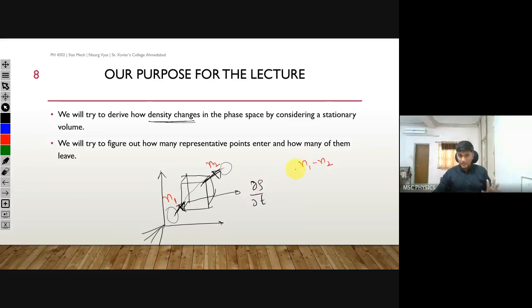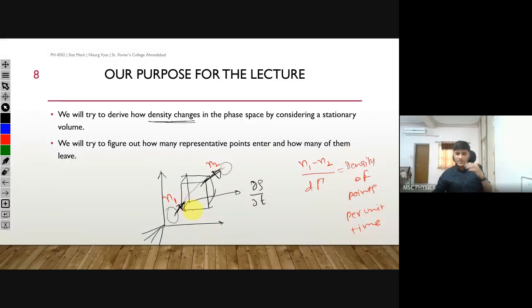So this is what my purpose is going to be. If you don't understand till now, I'll explain this part with a little more rigorous mathematics, but I want your complete attention. We want to know how many representative points entered and how many of them left, and if we subtract them and divide by the volume of this cube, let's say it is delta gamma, then we will get the density of points per unit volume, per unit time, sorry.